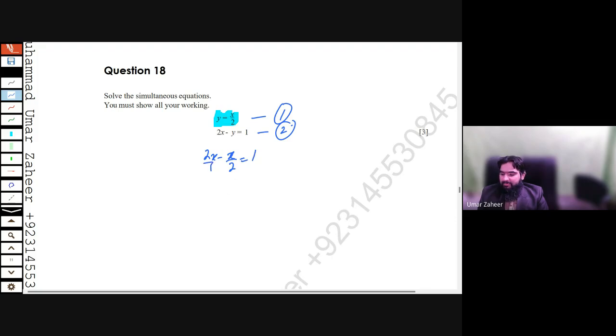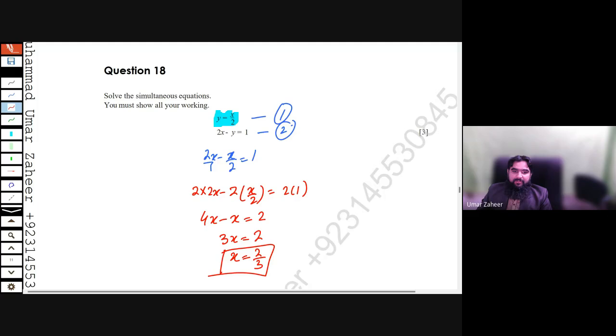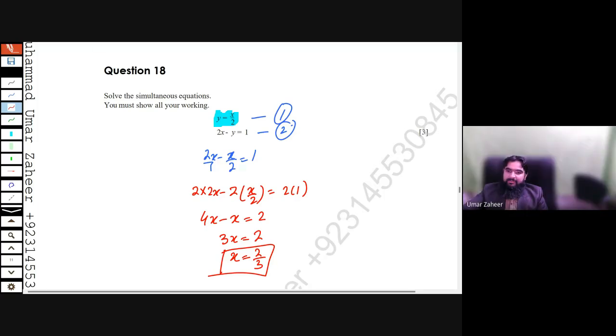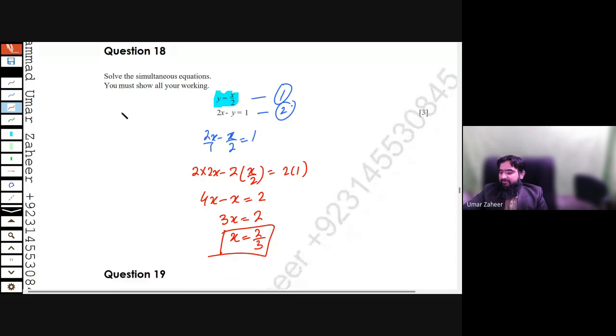Okay, I want to remove the fraction. So I'm going to multiply 2 with each term: 2 multiplied by 2x, minus 2 multiplied by x by 2, equals 2 multiplied by 1. It will be 4x minus x is equal to 2. So 4x minus x is 3x is equal to 2. So x is equal to 2 over 3. Yes, Rania, you are getting the same answer? Alright, so we have the value of x.